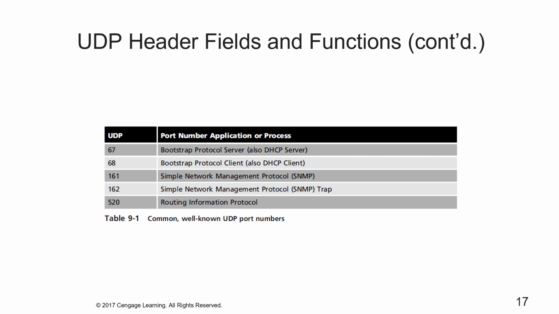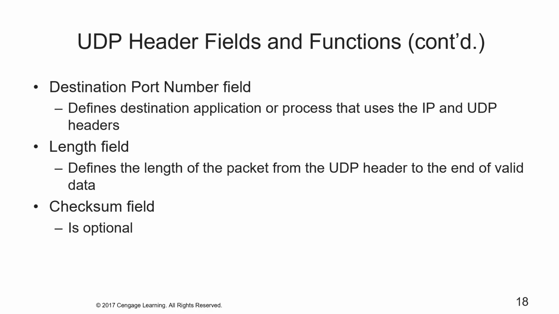And here are, again, some common well-known UDP port numbers. These are, I think, different than the ones I mentioned. So 67 is Bootstrap protocol for the server, 68 Bootstrap protocol for the client, 161 for SNMP, 162 for an SNMP trap, and 524 RIP. Your destination port number field defines the destination application or process that uses IP in the UDP headers. The length is the length of the packet from the UDP header to the end of the valid data, and your checksum field is optional.